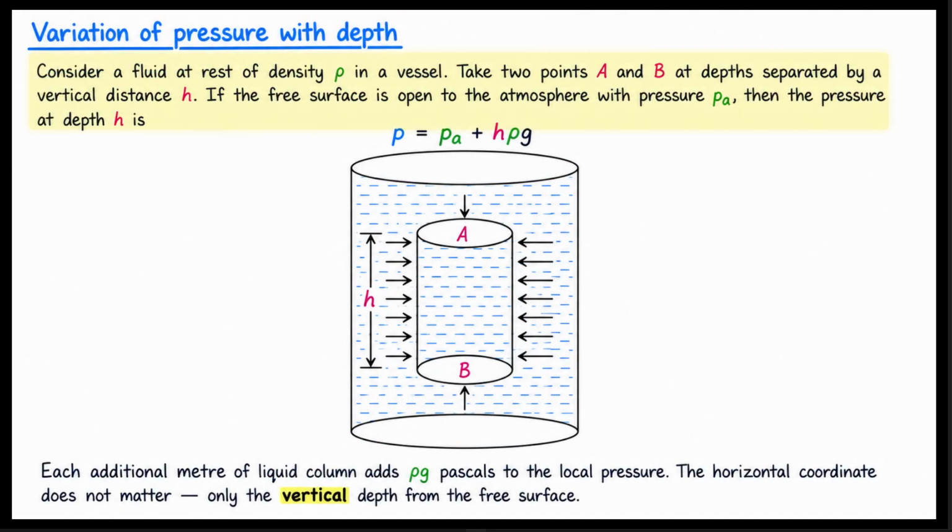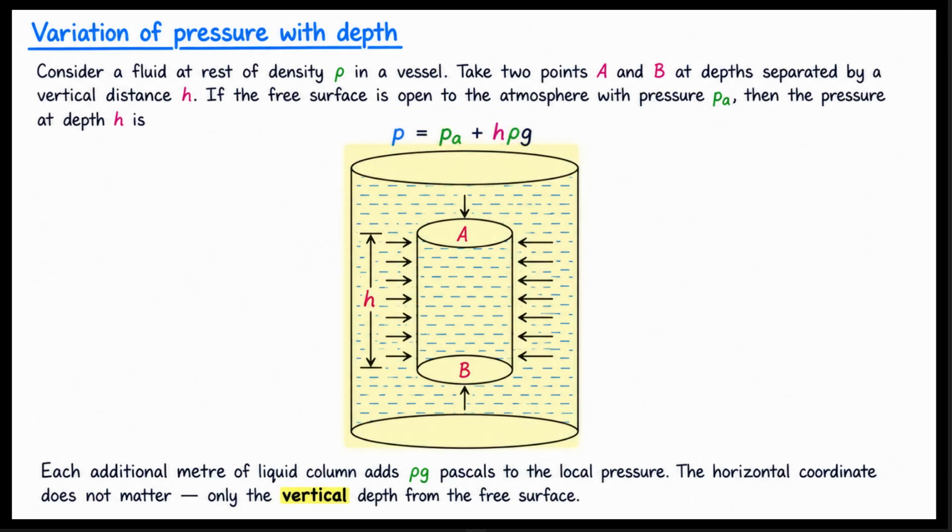Pressure increases with depth. Now let the fluid settle. Take 2 points at depths separated by a vertical distance h, and ask how the pressure at the lower point is related to the pressure at the upper point. The liquid above presses down on the liquid below, so the deeper point has to carry the weight of the column between them. Write the free surface pressure as P sub A and write the vertical depth as h. Then the pressure at depth h is P equals P sub A plus h rho g.